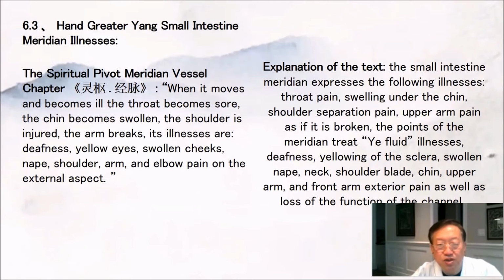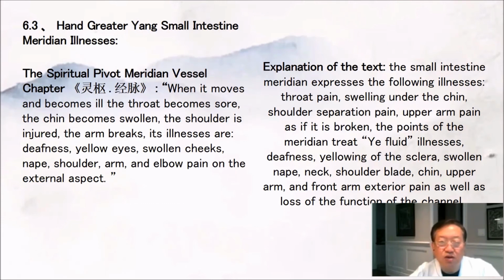Hand greater yang small intestine meridian illnesses. The spiritual pivot meridian and vessel chapter says, when it moves and becomes ill, the throat becomes sore, the chin becomes swollen, the shoulder is injured, the arm breaks. Explanation of the text. The small intestine meridian expresses the following illnesses: throat pain, swelling under the chin, shoulder separation pain, upper arm pain as if broken.